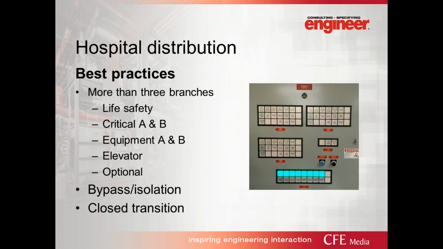Additional best practices that are not code-driven is to provide bypass isolation type transfer switches. These allow for maintenance of the equipment without disrupting the downstream loads. Closed transition switches on critical and life safety are another best practice to avoid those nuisance blips in power during the frequent testing required for hospitals where you're transferring between 2 live sources.